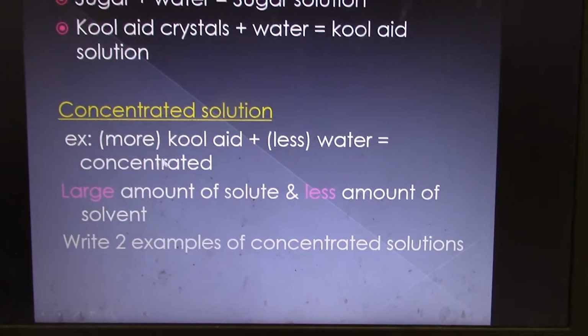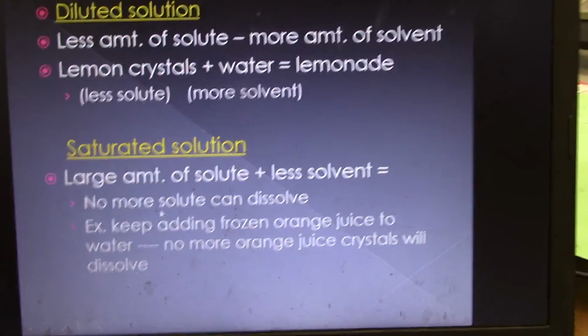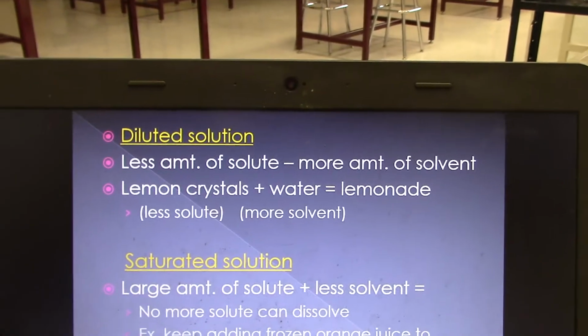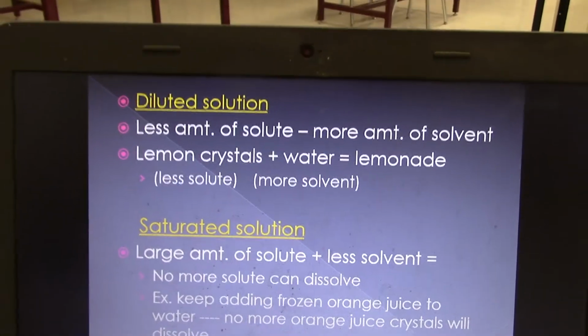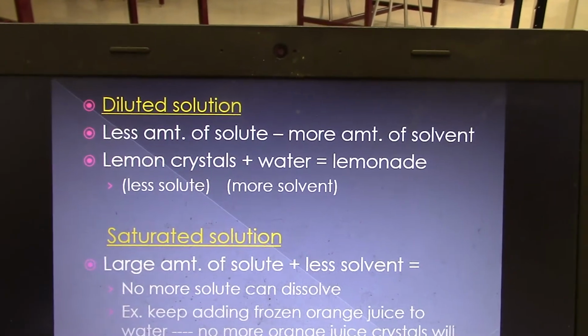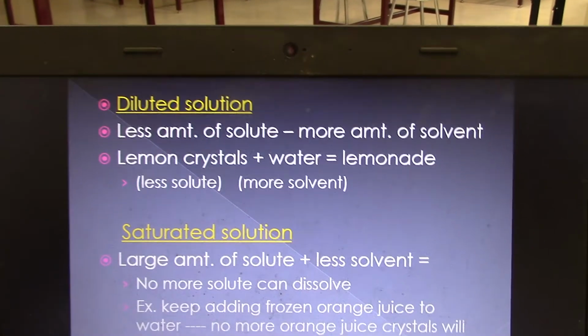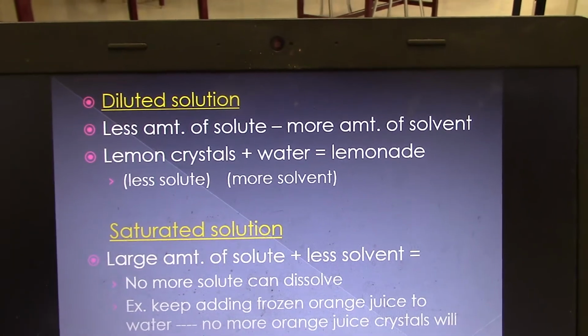Right, so concentrated. Dilute means there's less amount of solute, right? So the solute is the thing that is getting dissolved. The solvent is the thing that does the dissolving. So less solute and more solvent is dilute.